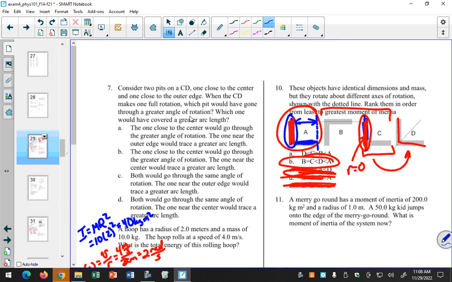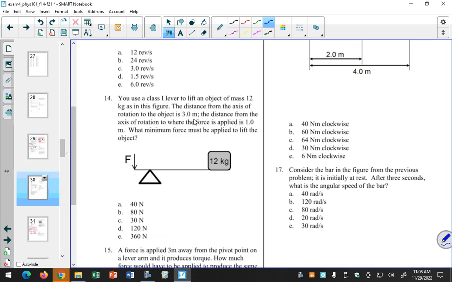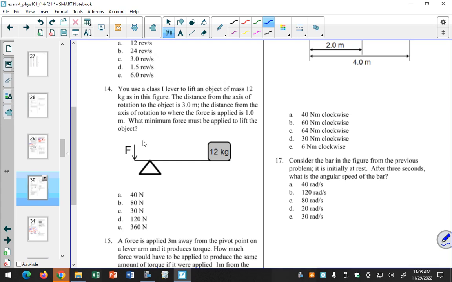All right. Well, yeah. Austin, go ahead. Number 14. Right here? Yeah. So what minimum force must be applied to lift the object? This is a balance of torques, kind of like we did in lab, those of you that are in lab. But the torque on this side has to be equal to the torque on this side. Now there's a force here. That's equal to 120 newtons, because it's a 12 kilogram mass, so it has a weight of 120 newtons. And I know that this distance is 3 meters, and this distance is 1 meter.